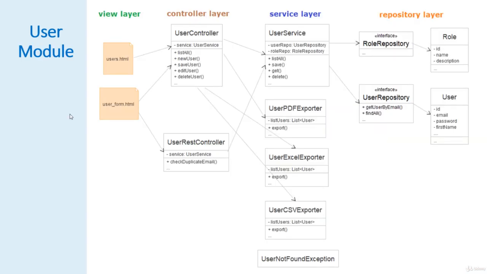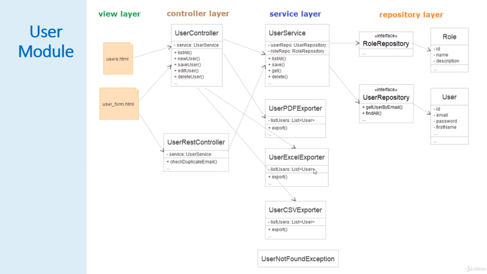And I drew this class diagram to help you understand how we will structure the code of the user module. In the view layer, we will have two HTML pages. The first one for listing all users, and the second one for creating a new user or updating an existing user. And in the controller layer, we will have the user controller, which is a Spring MVC controller that handles requests from the user listing page and user form page. And we also have the user REST controller, which is a RESTful web service controller, which is used by the user form for checking the duplication of email. Because the user email is unique, no two users can have the same email.